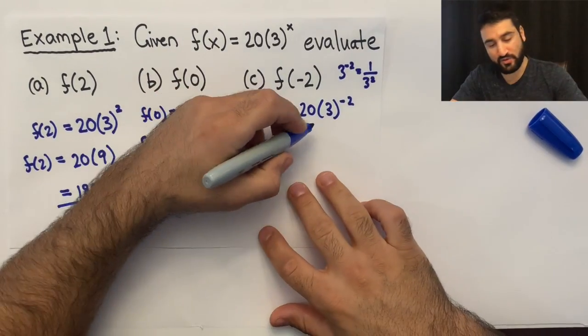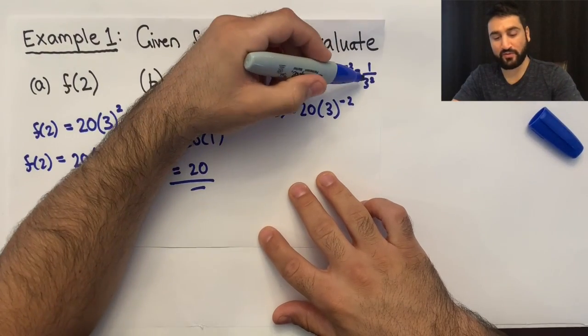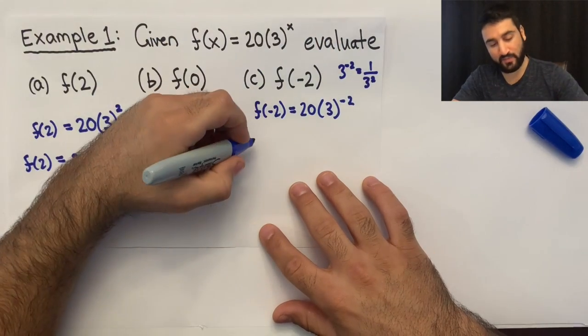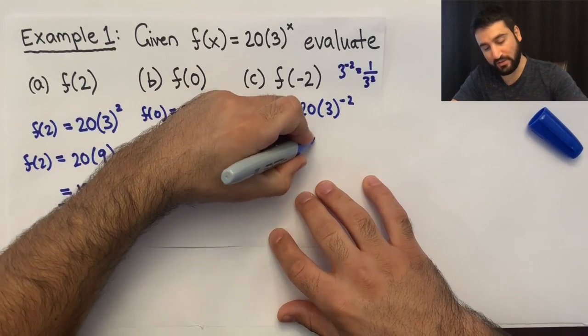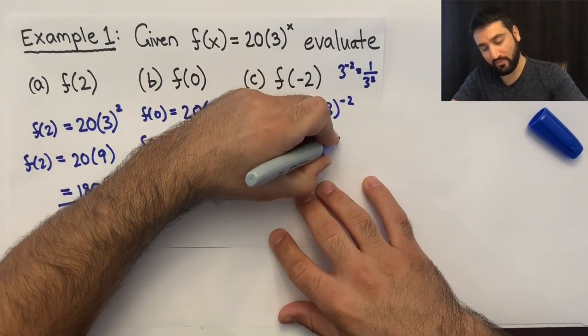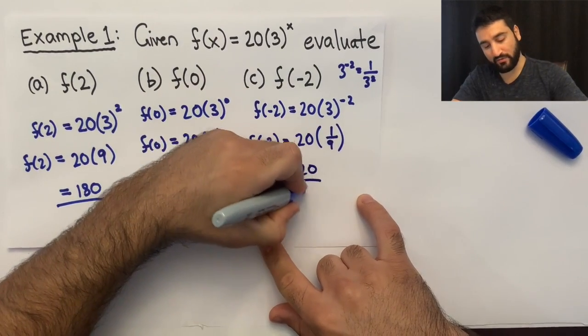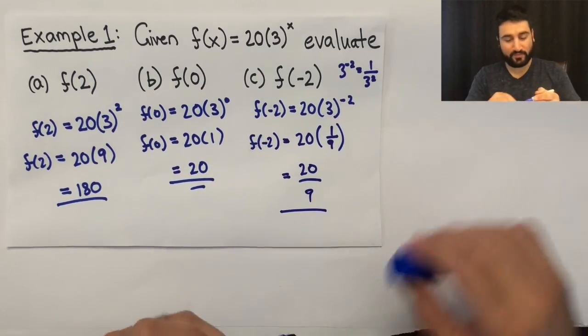Okay? So we already established that 3 to the negative 2 is 1 over 3 squared, which is the same as 1 over 9. So f of negative 2 is equal to 20 times 1/9. 20/9. Cool. All right.